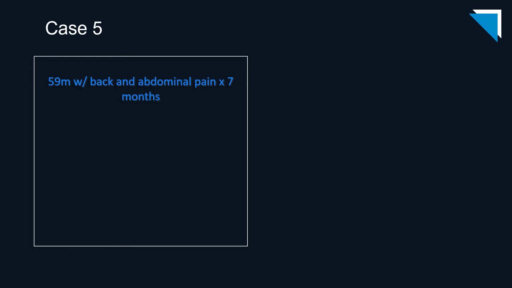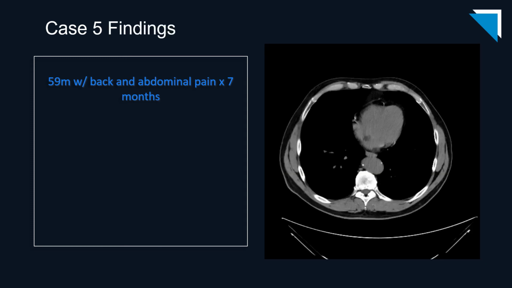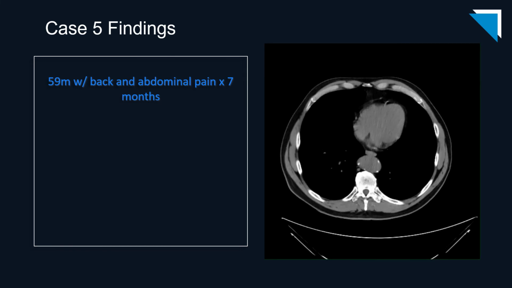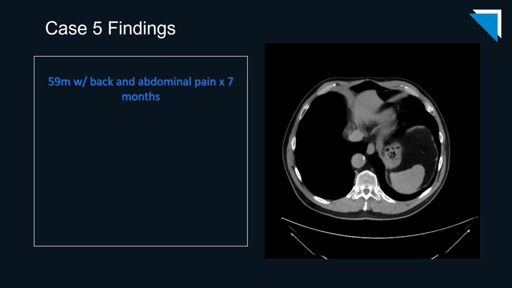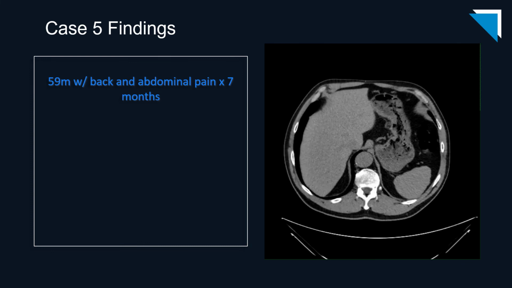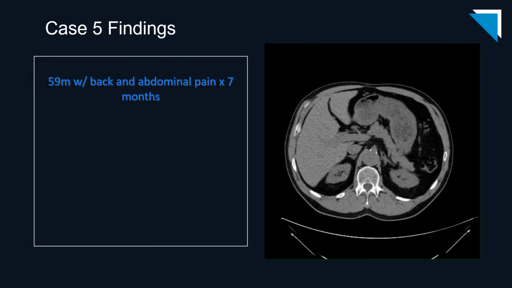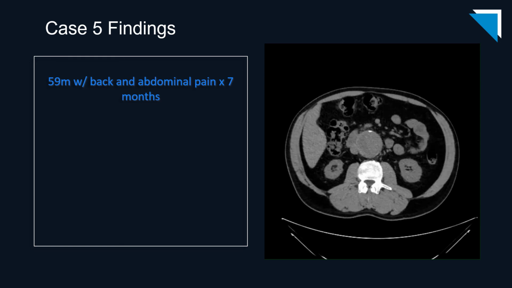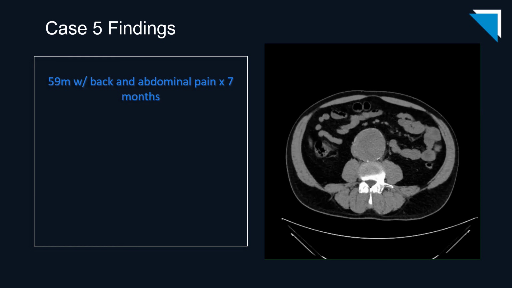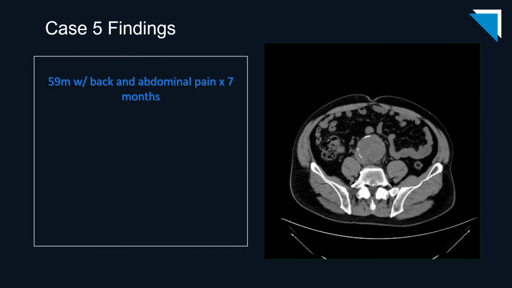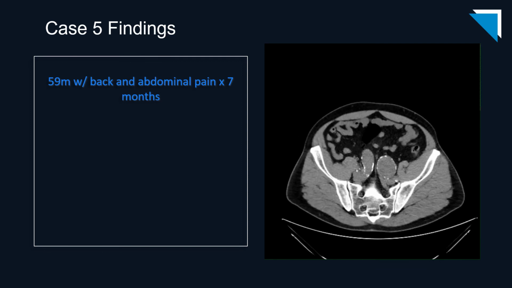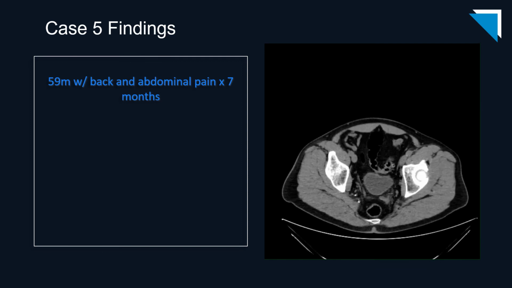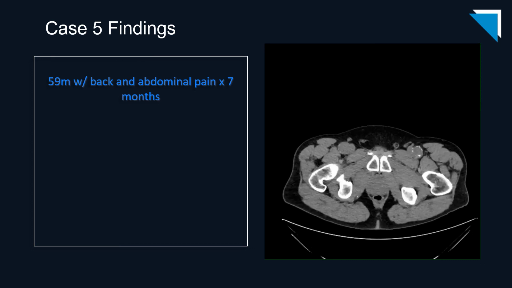Next up is a 59-year-old man with back and abdominal pain for 7 months. These are axial images from a non-contrast CT scan of the abdomen and pelvis. I speak more generally about the osseous structures on abdomen and pelvis scans, but in this case, with a history of back pain, I would scrutinize those a little bit more. By now, you've probably already seen the finding is not related to the lumbar spine.